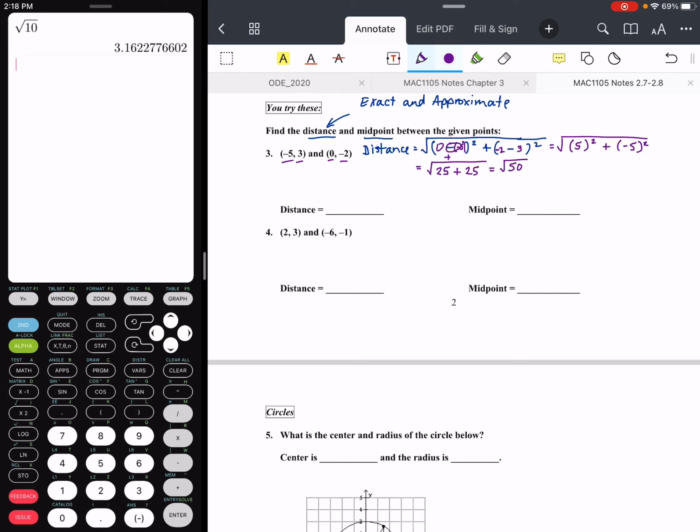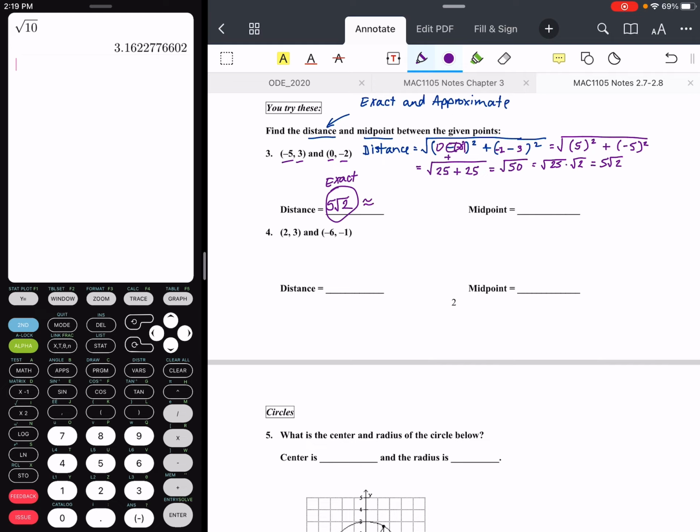And unlike before, when we had the square root of 10 the previous time we used our distance formula, here we can simplify this square root. There's a perfect square factor that goes into 50. So I'm going to break this apart into square root of 25 times square root of 2, which simplifies to 5 square roots of 2. So the exact distance would be 5 square root of 2 units. So that would be the exact answer if you're asked for that.